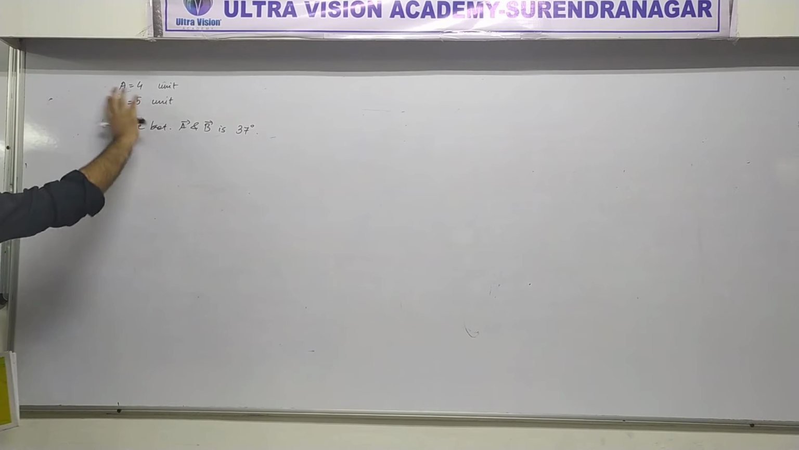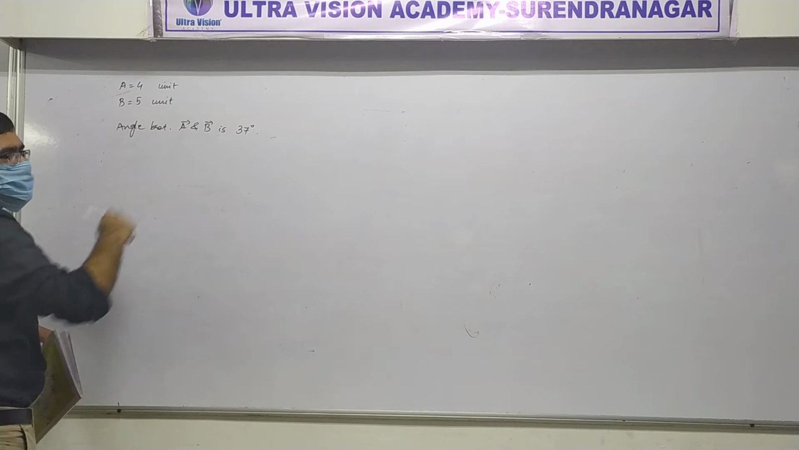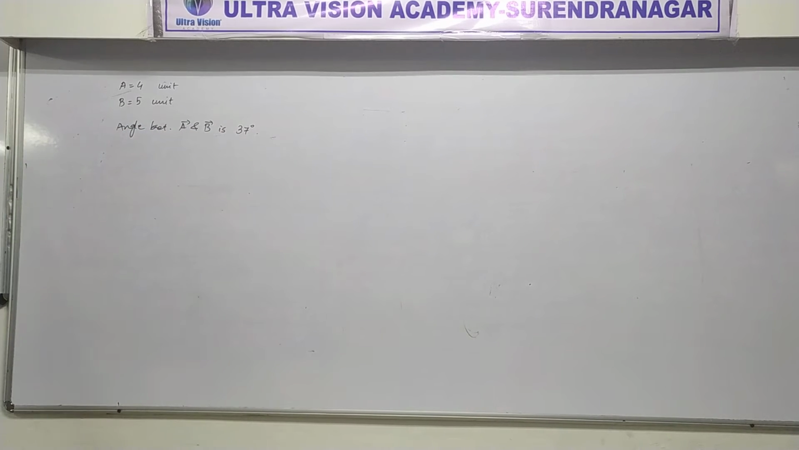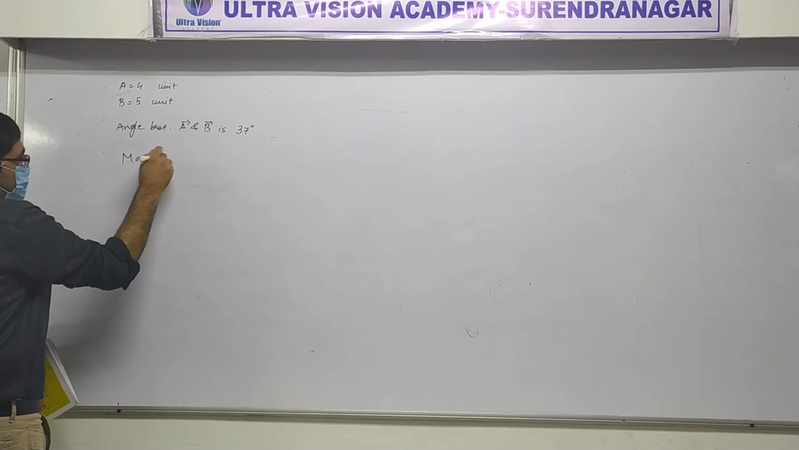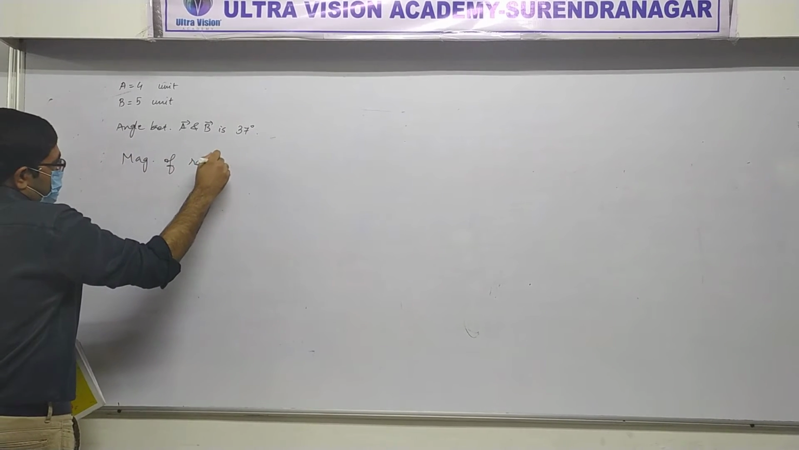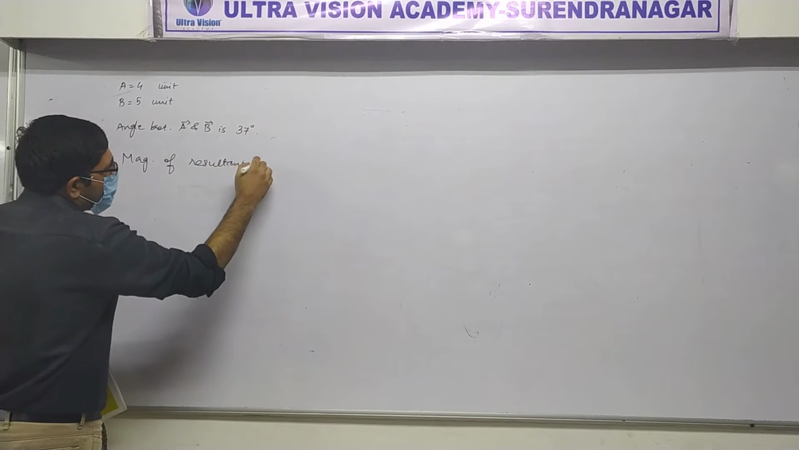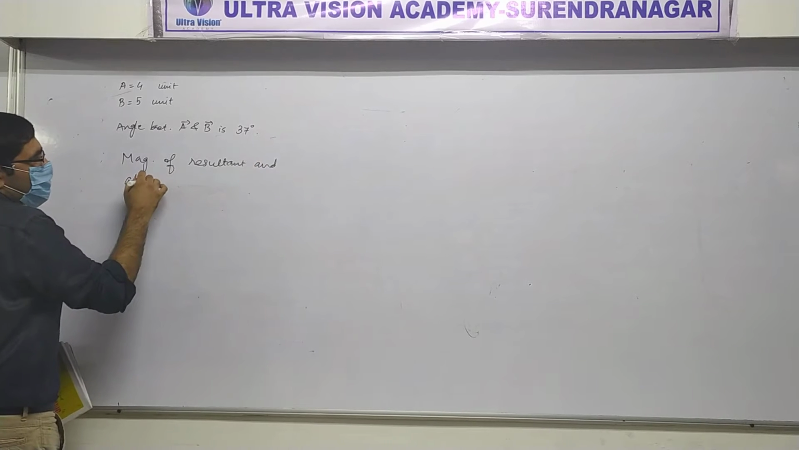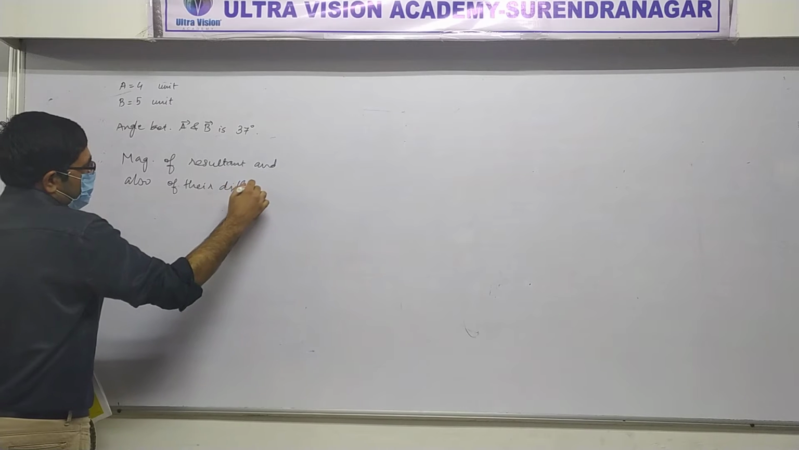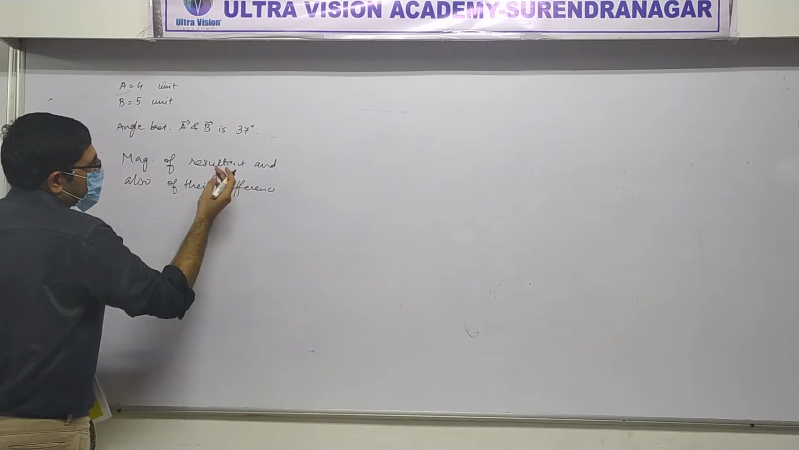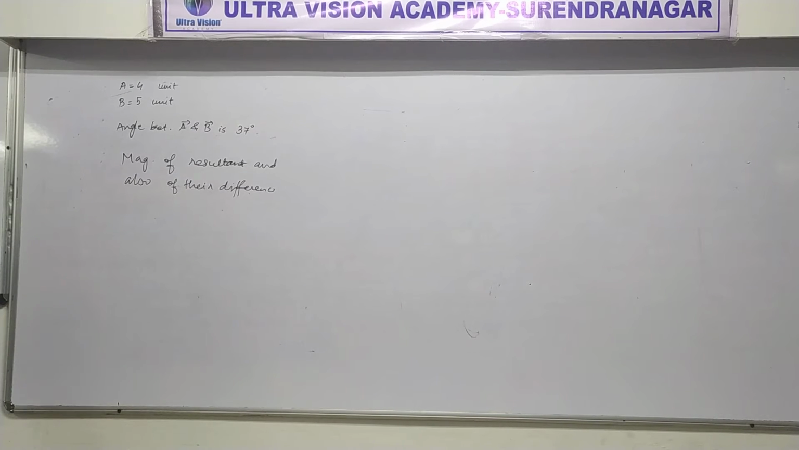Alright. So this is the question: there is a vector A, there is a vector B, and these are their magnitudes, and the angle between them is 37 degrees. Now we have to find the magnitude of their resultant and also of their difference.